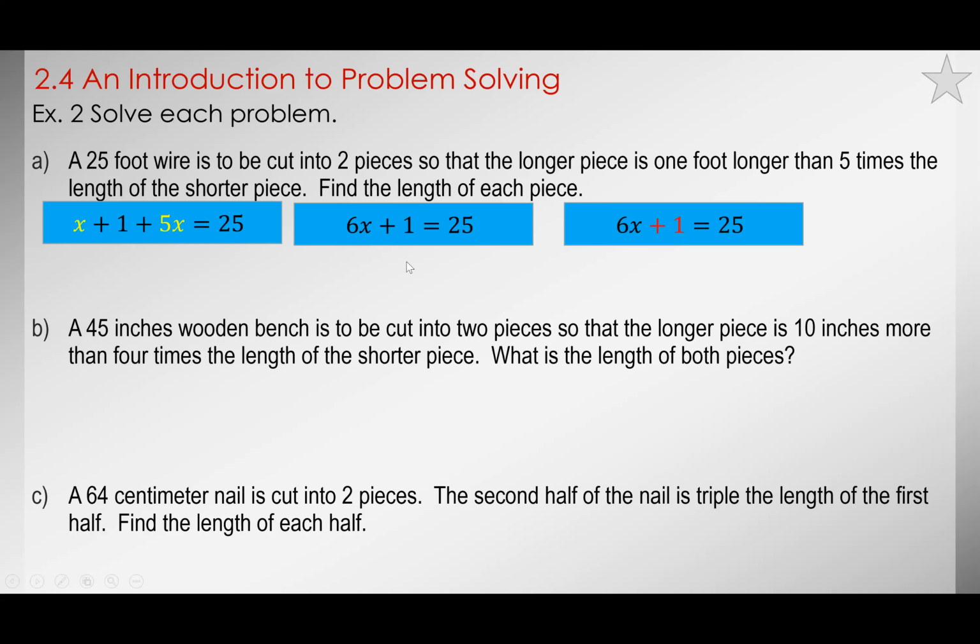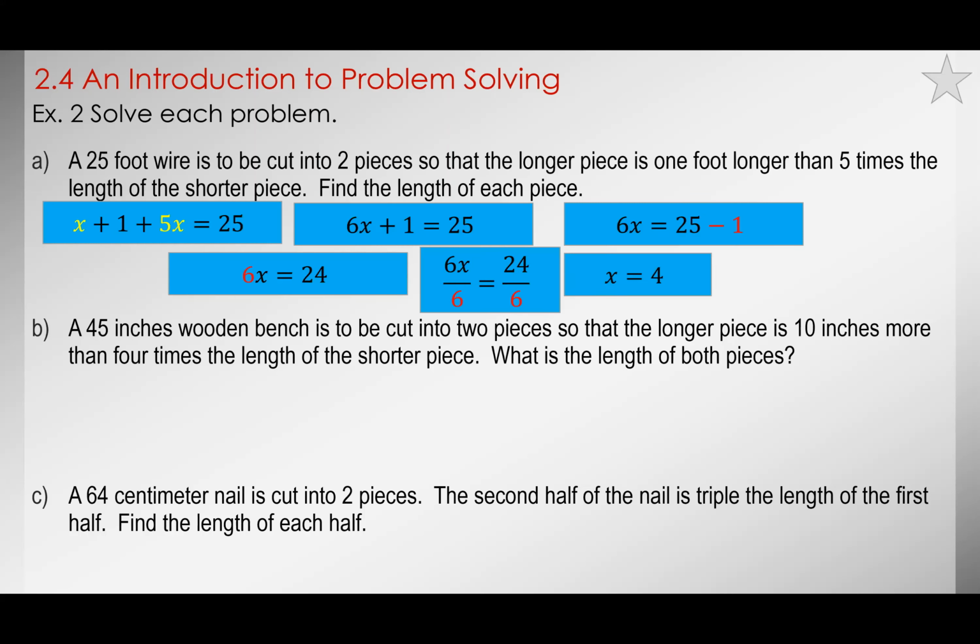Once you have this, we know that we need to get rid of the 1. To get rid of the 1, we need to subtract, so we have 6x equal to 24. Again, 6x equal to 24, we need to divide by 6, on both sides, so x is equal to 4. So we know that the short piece is 4 feet long.